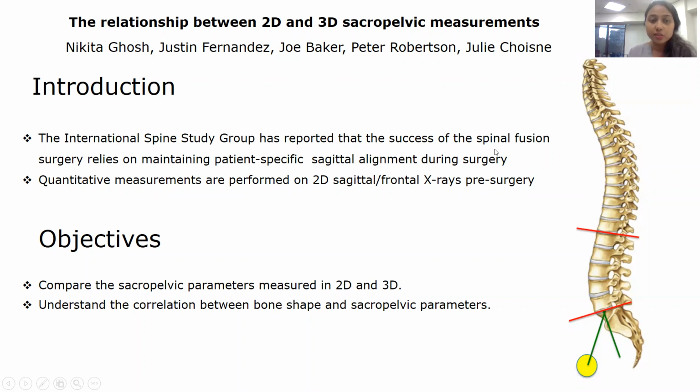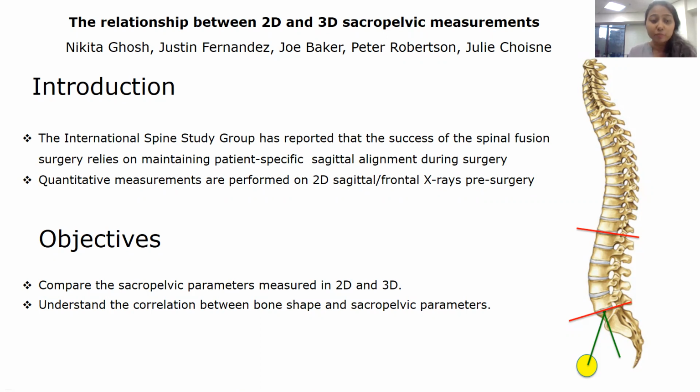The International Spine Study Group has recorded that the success of spinal fusion surgery relies on maintaining the optimal values of sacropelvic parameters. Also, the global sagittal balance is highly correlated with these parameters.